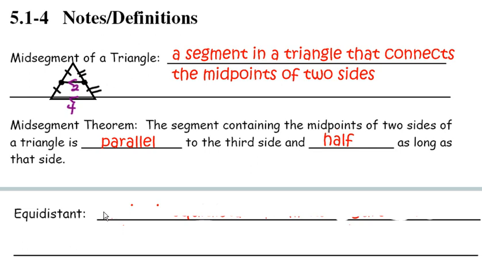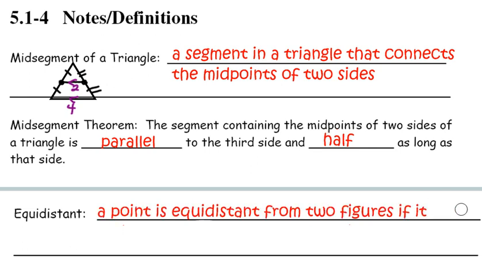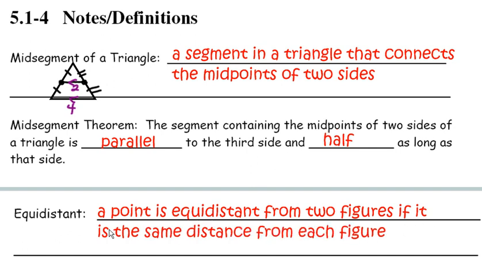Okay, so equidistant. Equidistant simply means that it is the same distance away from both figures. So a point is equidistant from two figures if it is the same distance away from each figure. So back to this triangle that I drew, this midpoint is equidistant from each of these two vertices, and this midpoint is equidistant from each of these two vertices.